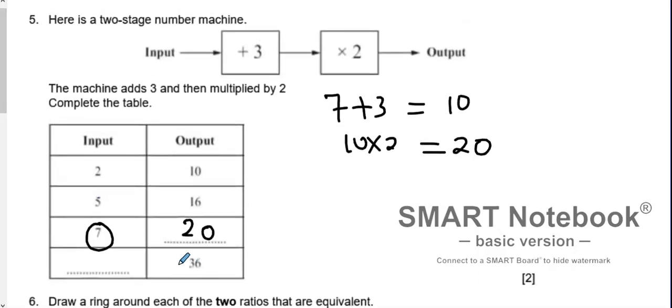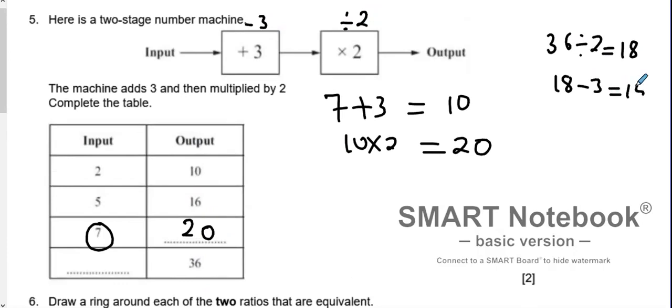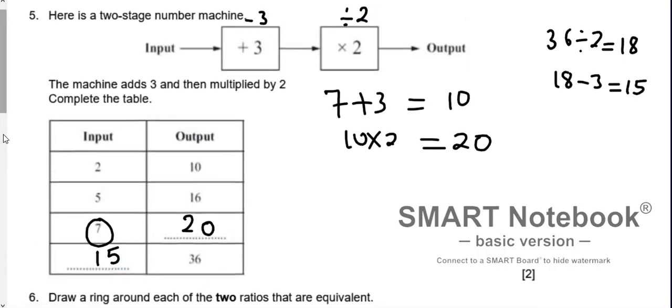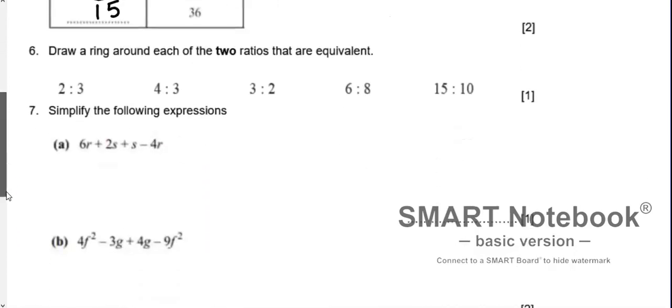Now here you have to reverse. The output is 36, so you need to reverse, meaning divide by 2, and then subtract 3. So 36 divided by 2 will give you 18. Then 18 minus 3 gives you 15. So the answer here will be 15. Okay, I hope that is clear.